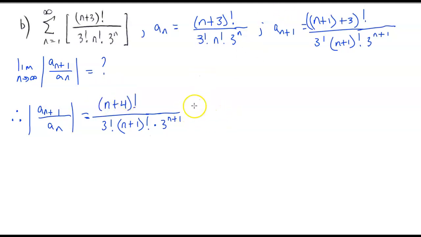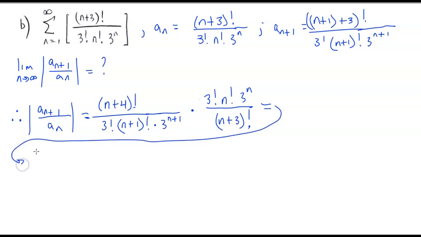All right, and so now for the divided by a sub n, that's the same as the reciprocal of what we see here. So this will be 3 factorial times n factorial times 3 raised to the n, and in the denominator we'll have n plus 3 factorial here, okay? So now what we need to do is to simplify this as much as we can.